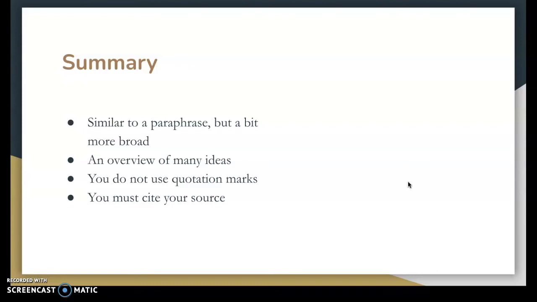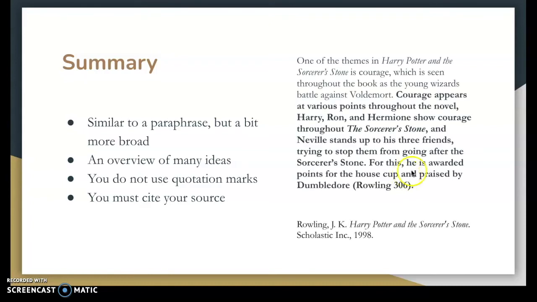So here's the example using a summary. We can sort of see how it's similar and different. I have the same framing here. And then courage appears at various points throughout the novel. Harry, Ron, and Hermione show courage throughout the Sorcerer's Stone, and Neville stands up to his three friends, trying to stop them from going after the Sorcerer's Stone. For this, he is awarded points for the House Cup and praised by Dumbledore.